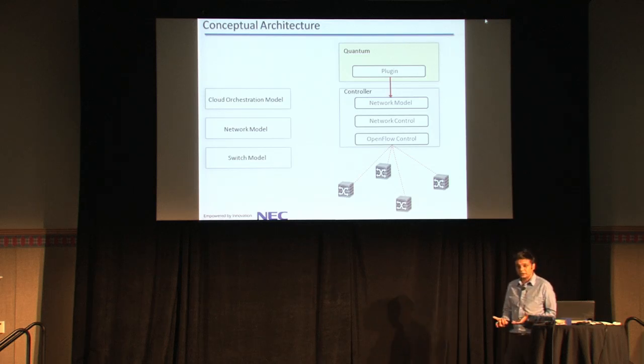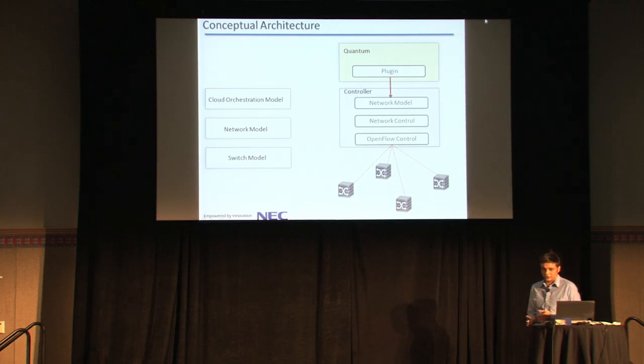And then on top of it, you need a model, because without the model, you cannot create an API framework that can be consumed from the top orchestration layer or the OpenStack part of it. So that is where the plugin comes in.